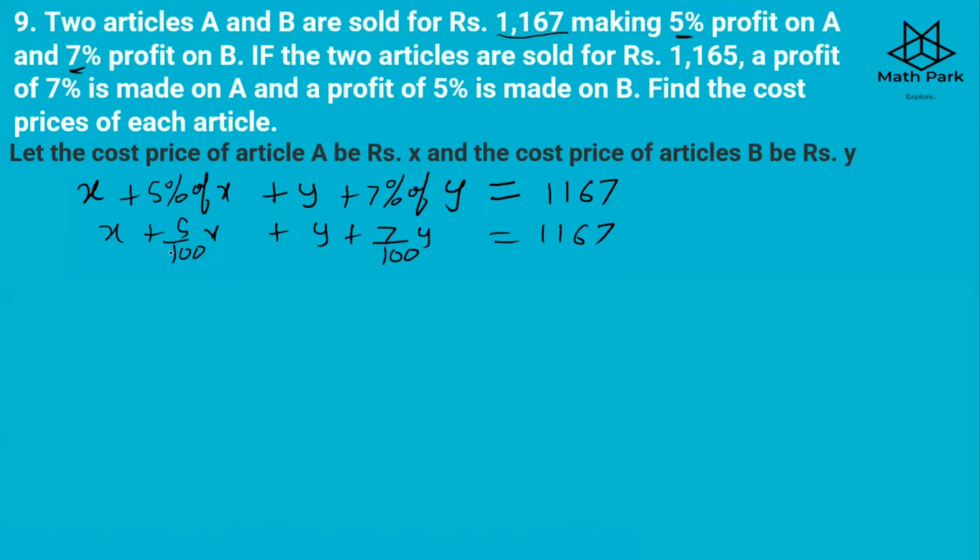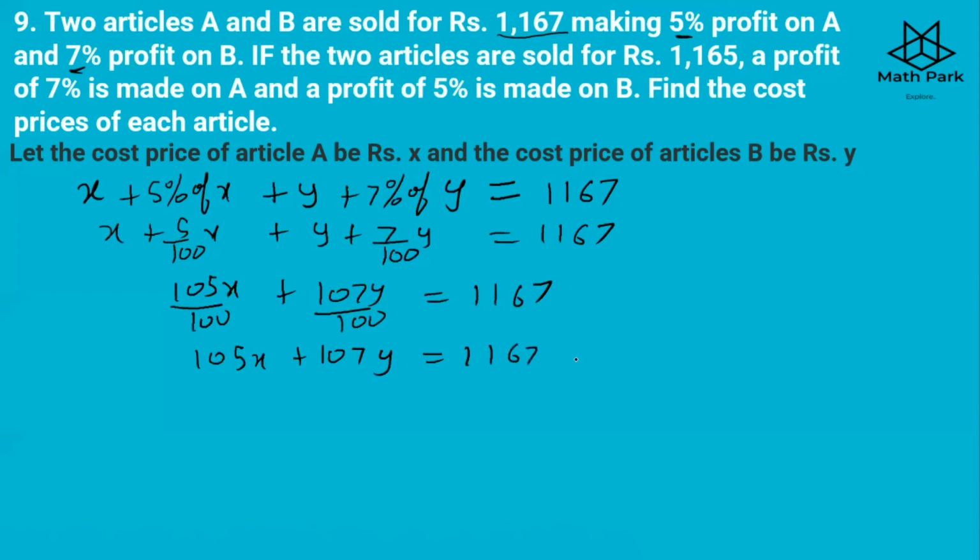When we take the LCM, we get 100. I have to multiply by 100. So I get 105X upon 100 plus, multiplying Y by 100 and adding 7Y, 107Y upon 100, is equal to 1,167. So we get 105X plus 107Y is equal to 1,167 with two zeros added, since the 100 goes here and you have to multiply. So this becomes 1,16,700. This is our equation number 1.